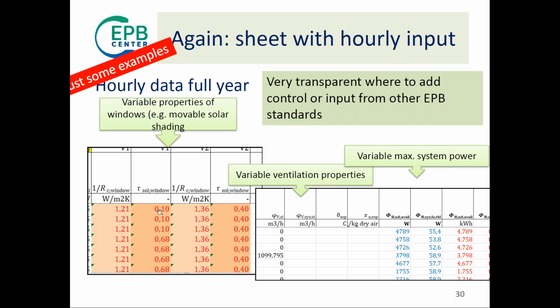you also can use these hourly data to, for instance, change the fixed properties of windows into variable properties of windows, in this case, movable solar shading devices. In the next version of spreadsheet, this will be made a little bit more user-friendly and flexible. And it also allows you to make the connection to the ventilation standard, so you can have variable ventilation properties as an hourly input and link with the system. So for instance, like I showed at the previous webinar, a variable maximum system power, the heat pump system in the previous webinar, can be brought in here as an hourly variable input.